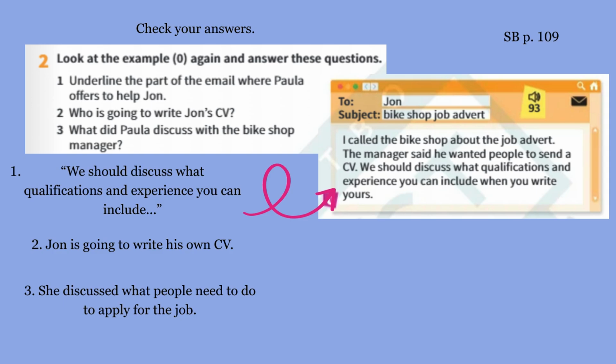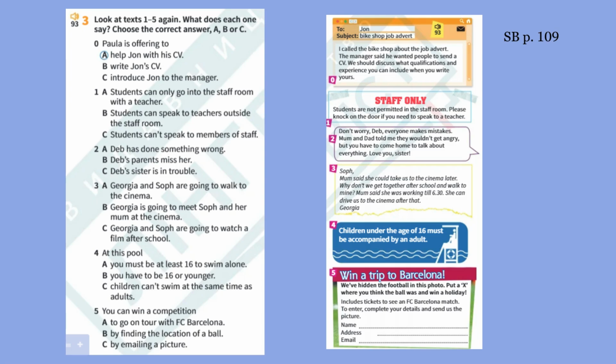Let's check your answers. 1. You should discuss what qualifications and experience you can include. 2. John is going to write his own CV. 3. She discussed what people need to do to apply for the job. In exercise 3, we need to look at the texts again. What does each one say? Choose the correct answer A, B, or C. Pause the video and answer. Then listen to the audio and check.